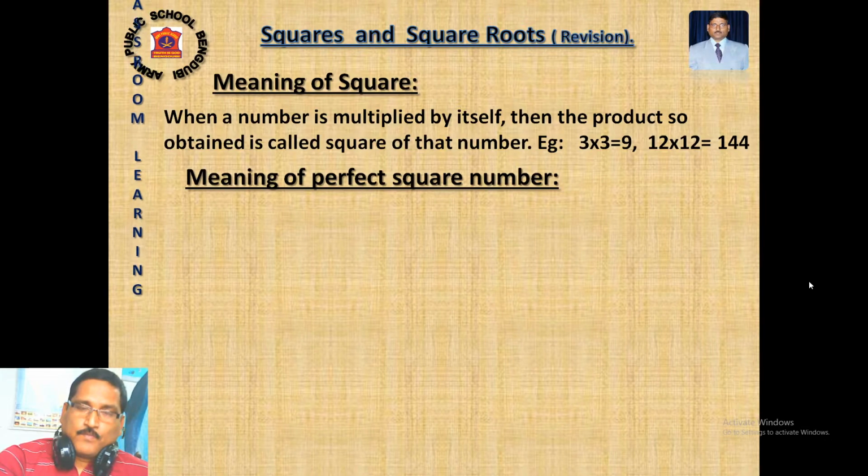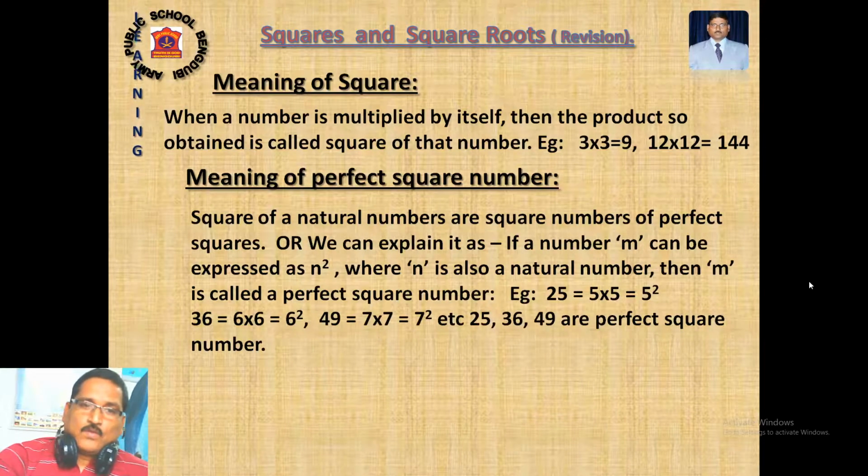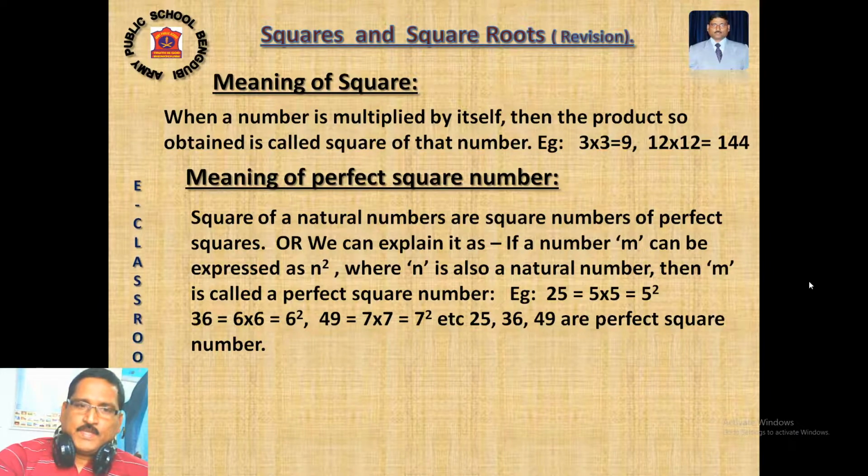Now, the meaning of perfect square. The squares of natural numbers are square numbers or perfect squares. It means what? Suppose m is a natural number, and it can be expressed as n square. Then n is also a natural number. Then m is called a perfect square number. So 25 can be written as 5 into 5, that is, 5 square. They are perfect squares. That's why I'm able to represent them as a perfect square. That's why it's a perfect square number.